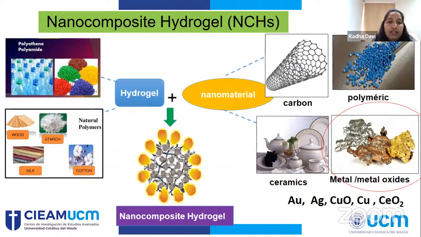With these nanocomposite hydrogels, if the interaction of the metal nanoparticle with the hydrogel is very weak, the properties of the metal nanocomposite hydrogels will be poor, like the mechanical properties will be very weak. But if the interaction between the nanomaterial and the hydrogel is very strong, the properties like mechanical, electrical, and physical properties, everything will be very good. So it all depends upon the interaction between the nanomaterial and the hydrogel, which will determine the properties of the metal nanocomposite hydrogels.